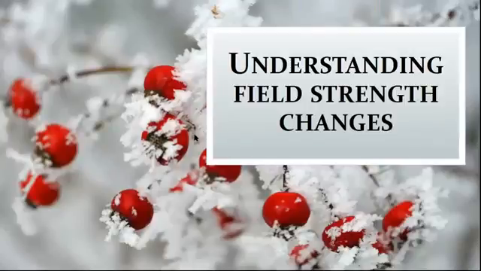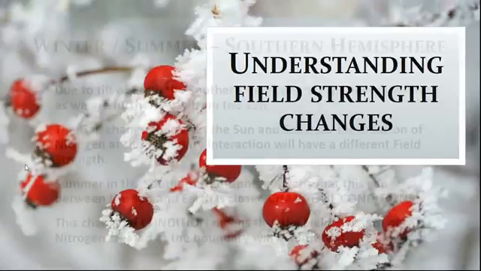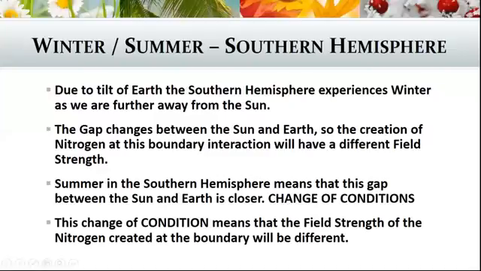Okay, so now we need to look at the understanding of these field strength changes that are coming in. When we look at winter and summer, due to the tilt of the Earth, the southern hemisphere experiences winter as we are further away from the sun, and you'd have summer in the northern hemisphere. Now it's this gap change between the sun and the Earth, so the creation of the nitrogen at this boundary interaction will have a different field strength.